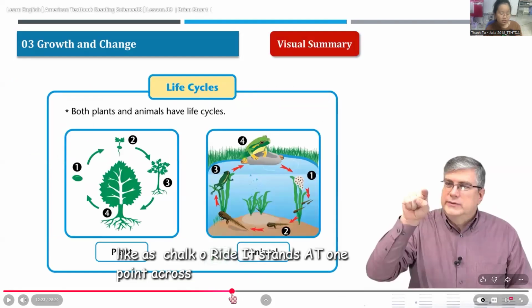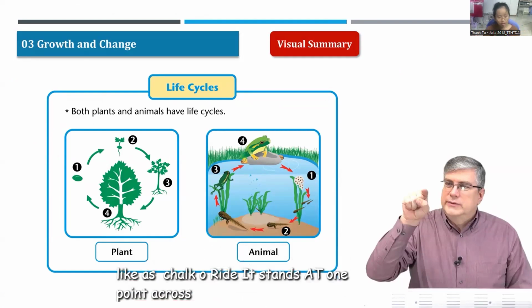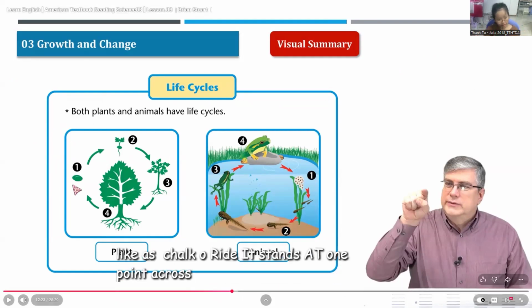Okay. Let's go on to our life cycle chart. Both plants and animals have life cycles. The plants go from seed, to small plant, to bigger plant. Animals go from eggs, to newborn, to more grown, and become their adult form.